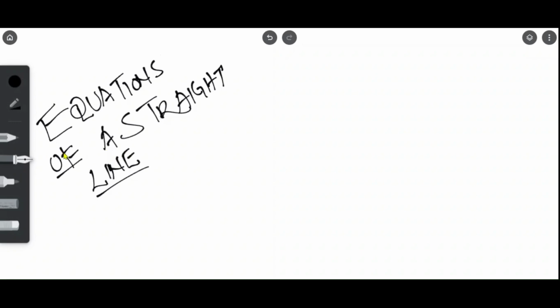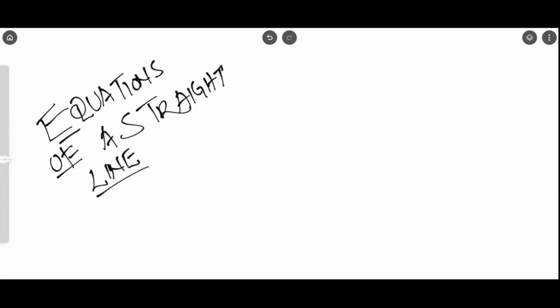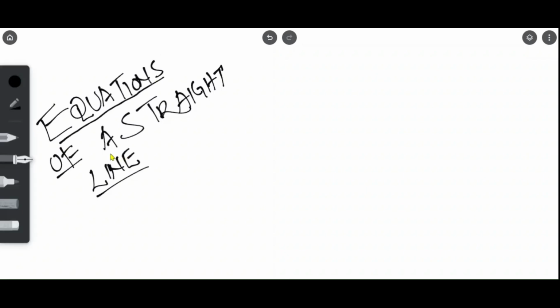This is our area of discussion, equations of a straight line. Equations of a straight line. So I want us to have a small discussion concerning this topic of equations of a straight line.